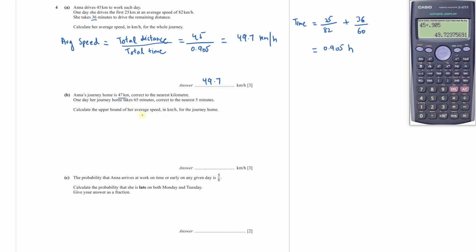So to calculate the average speed, average speed is distance divided by time, right? So now we have to find the upper bound. Upper bound means the maximum possible value of this average speed. And average speed is distance over time. So how can I maximize this value? That means I need to increase the value in the numerator and decrease the value in the denominator to maximize the value of this fraction, right?